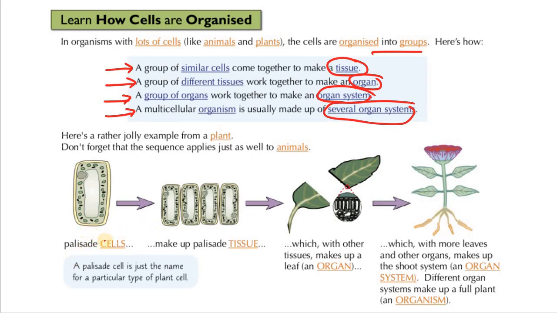Say the plant cell, Palisade cell over here. This is a simple cell, a single cell, as you can see. Next, several cells together. This is the tissue. Next, we have the tissue, you see, making up a leaf. All these tissues make up the leaf, which is basically an organ.